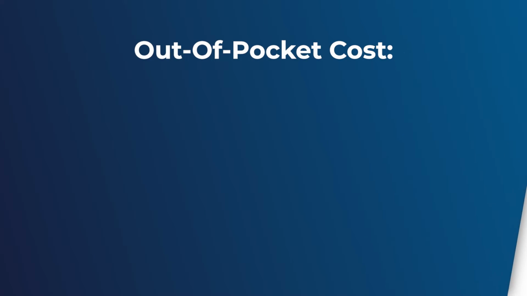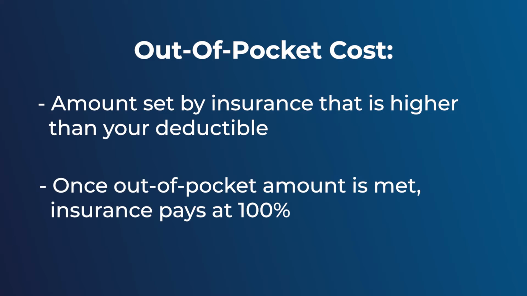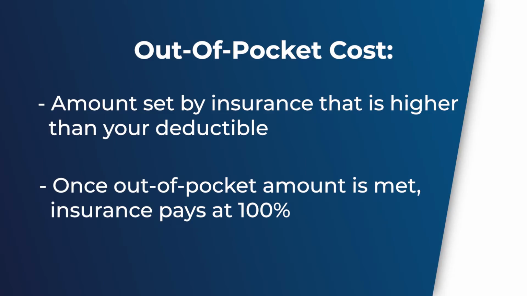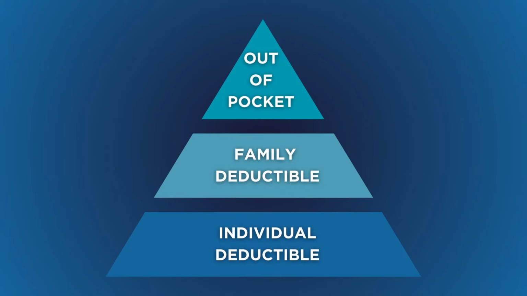Then the last one that I want to go over is not a specific deductible, but it's something very important to note. And that is going to be your out-of-pocket cost. This is a set amount, typically at a higher rate than any others, because once you meet that, insurance will pay at 100%. Again, this is going to be at a higher amount than your individual or family deductible. So there are those three different tiers that you can think about, with your individual being the bottom, then your family, then your out-of-pocket amount. So that out-of-pocket max amount, once that's met, you will not have to pay anything.